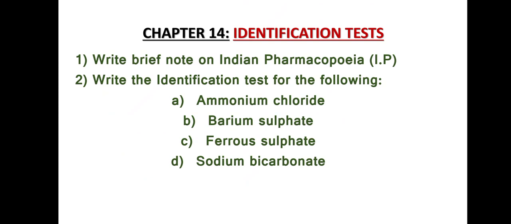Coming to chapter 14, identification test. First question, write brief note on Indian pharmacopoeia. And second question, write the identification test for the following compounds. Subdivision A, ammonium chloride. Subdivision B, barium sulfate. Subdivision C, ferrous sulfate. And subdivision D, sodium bicarbonate. So that's all. So you have to read all the questions.